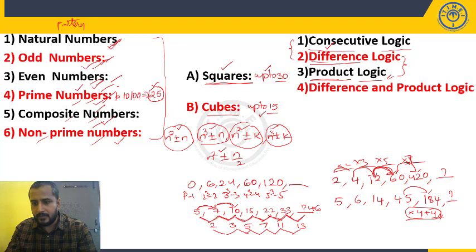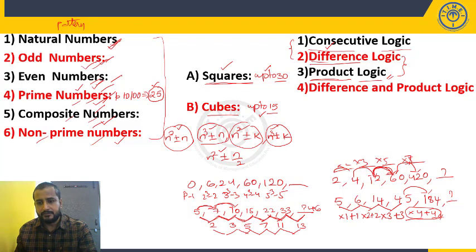And here you can look at maximum 3 times. 14 3s are 42 plus 3. 6 and 12, 2 times 6 is 12 plus 2. 5 and 6, 5 into 1 plus 1. Now look at the numbers which I am multiplying. They are consecutive natural numbers. It can be natural, even, odd, prime, composite, non-prime. Anything is possible. The numbers which I am adding are 1, 2, 3, 4, natural.